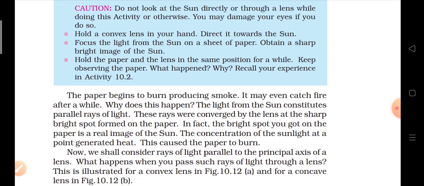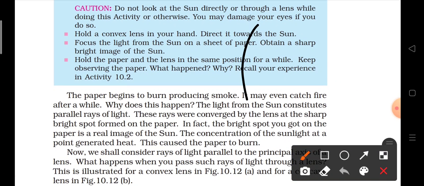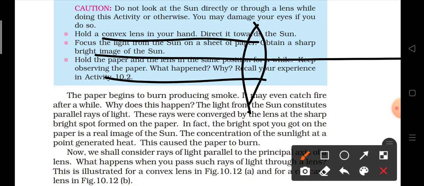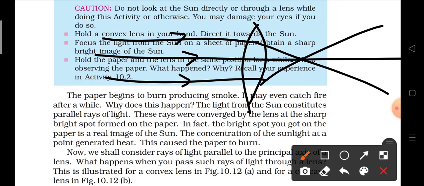The paper begins to burn, producing smoke. It may even catch fire. It means when we are using a convex lens and the light rays are coming parallel to the principal axis, it converges them and they pass through the focus. So after refraction, if we place the paper at this point, the focus, it starts burning after a certain time interval, producing smoke. It may even catch fire after a while.